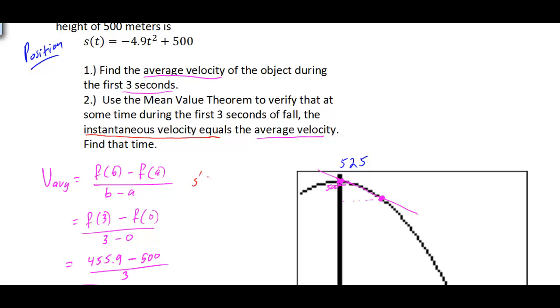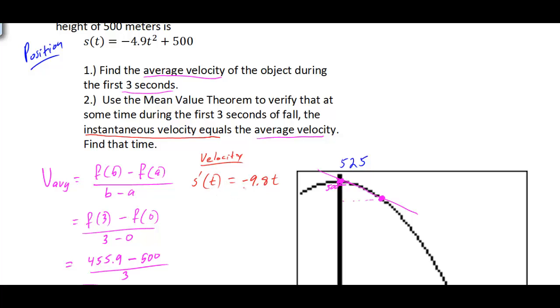So if we're looking for s prime of t, what is that going to be? Well, negative 4.9, so you're going to multiply that by 2, and we end up with a negative 9.8 t. Now, do you recall once we take the derivative of our position function, what does that equal? Well, remember, this here then is your velocity. Okay, so this is our velocity now. Remember, we talked about that before.